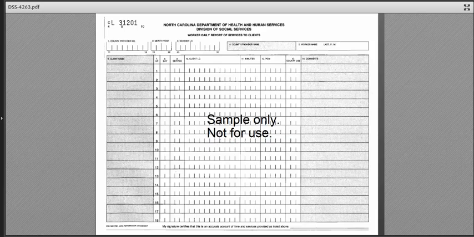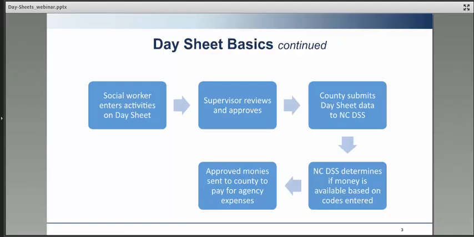You'll also notice down here that there's a signature. This signature certifies that it's an accurate account of the time and services provided above. This is critical. The day sheet has to be signed by the worker, whether that's an electronic signature if you are utilizing an electronic system, or a wet signature or a physical signature if you're using a paper-based system. But the worker is the only one who can enter that data, and they must sign certifying that they've done so.